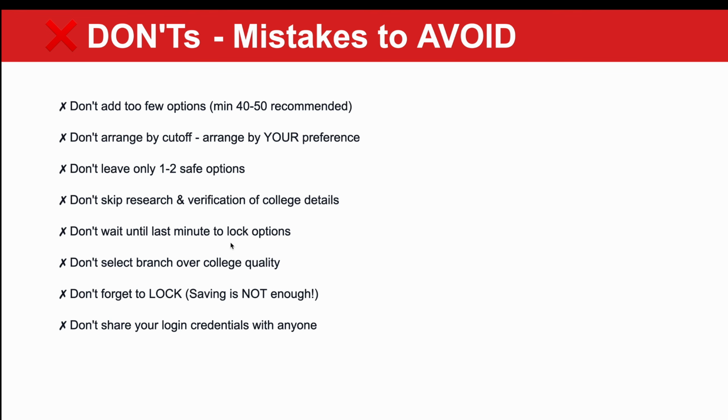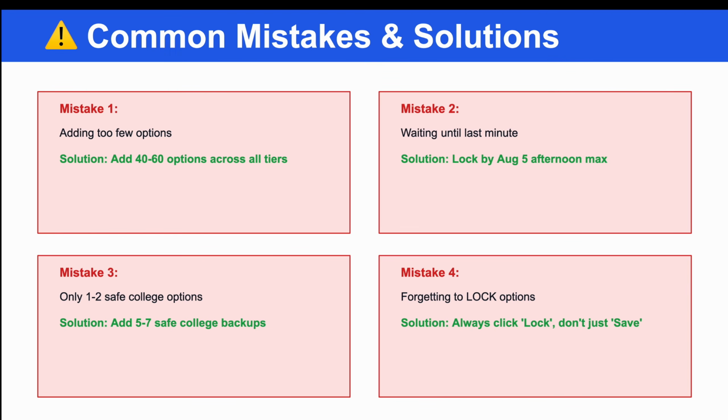So these are all simple things that you all know. Here, what are the common mistakes and solutions? Mistake number 1, adding too few options. No, you should add at least 40 to 50. And then mistake number 2, waiting until the last minute. No, I suggest you, see, this is the old schedule, that's the reason it says August 5th, but it's August 20 to 22. So lock by August 22nd in the morning.